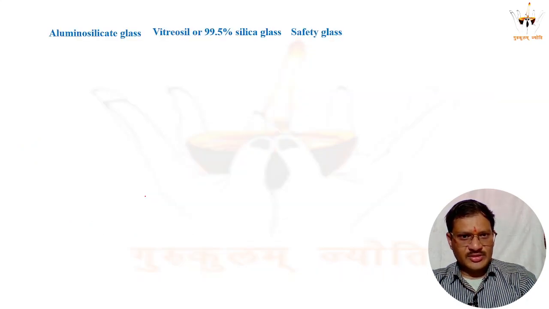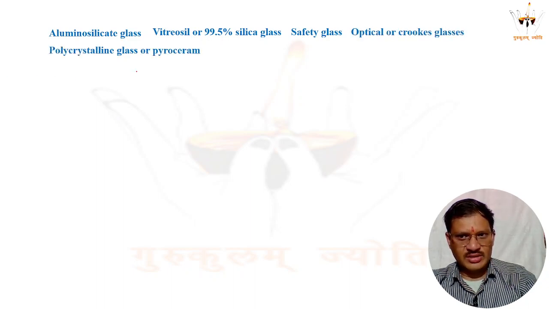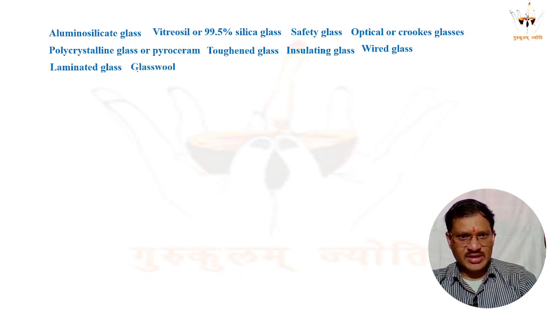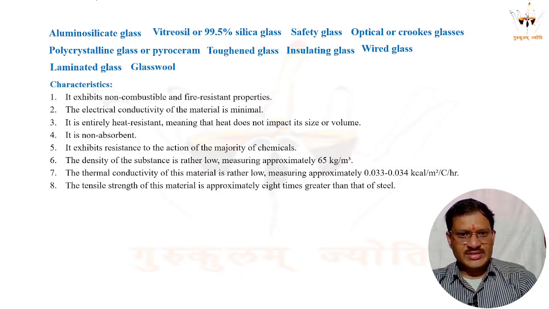There are other types of glasses: aluminum silicate, vitrosil or silica glass, safety glass, optical or Crookes glass, polycrystalline glass or pyroceram glass, toughened glass, insulating glass, wire glass, laminated glass, glass wool. These are some other glasses, and some characteristics of glasses are there.